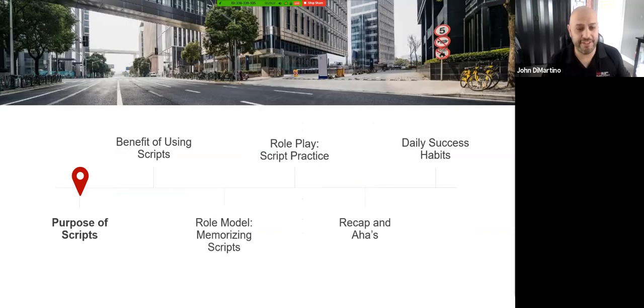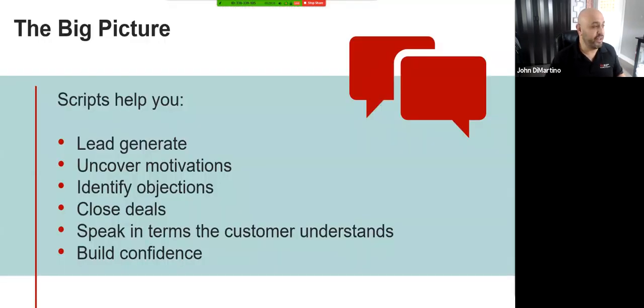All right, this is our agenda for today. We're going to talk about the purpose of scripts, the benefits of using scripts, and how to memorize scripts. We'll do a little bit of script practice, and a couple of us will role play that. Then we'll recap and go over some ahas before we go into our daily success habits: making telephone calls and continuing to practice our scripts. You've got to practice that every single day. But right now, we're going to talk about the purpose of the scripts.